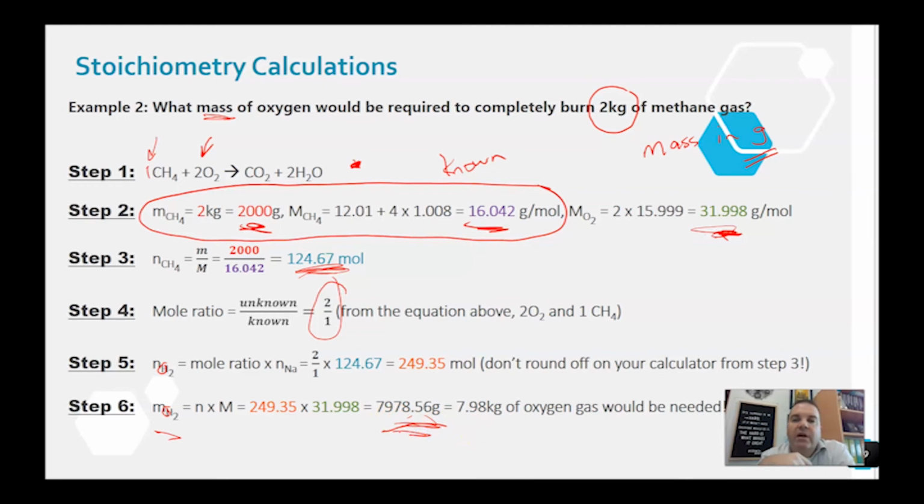7,978.58 grams. Now, because the question said kilograms, we're going to convert this into kilograms as well. So 7.98 kilograms of oxygen gas would be needed.